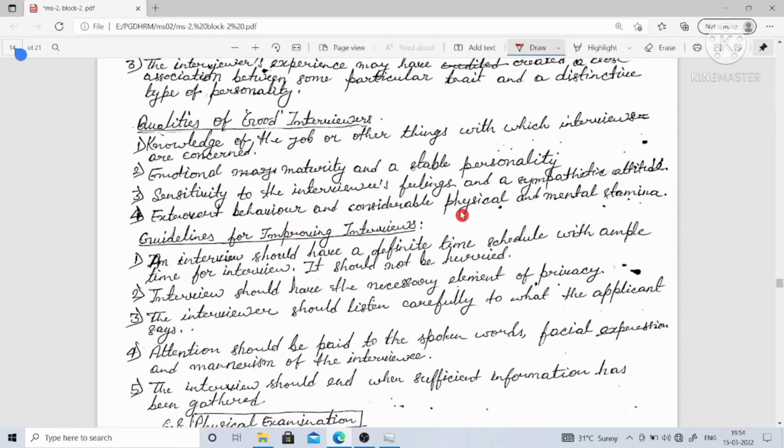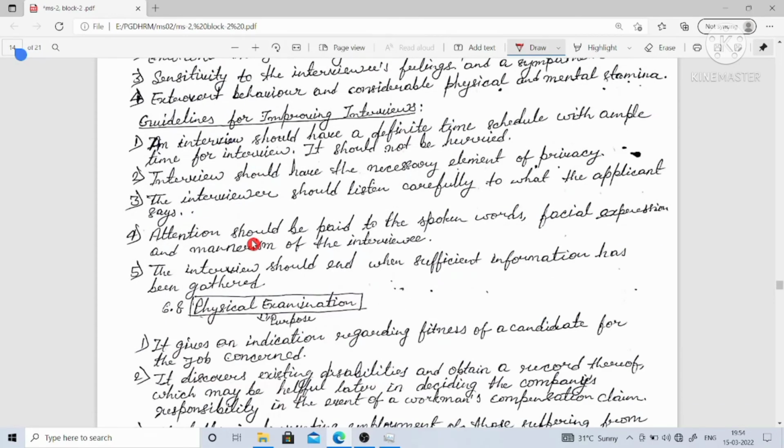Guidelines for improving interviews: an interview should have a definite time schedule with ample time for the interview. It should not be hurried. Second, the interview should have the necessary element of privacy. Third, the interviewer should listen carefully to what the applicant says. Fourth, attention should be paid to the spoken words, facial expression and mannerisms of the interviewee. Fifth, the interview should end when sufficient information has been gathered.